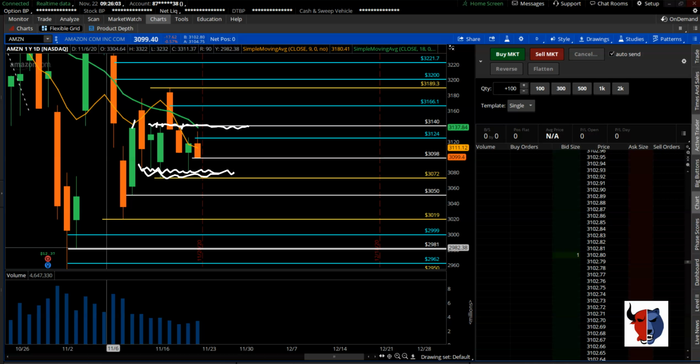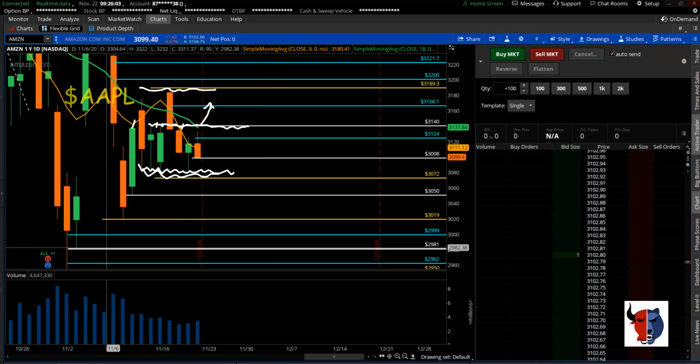So once we are above 3140, we can definitely see some higher prices or buyers attempting to take the price higher towards the next major resistance of 3189 area. So just pay attention to that if you trade this name.